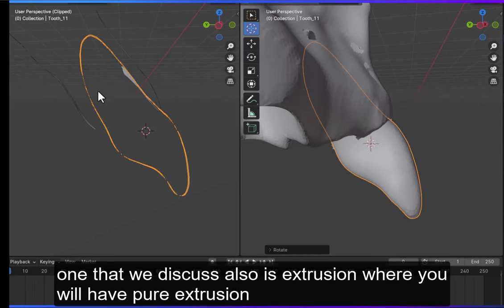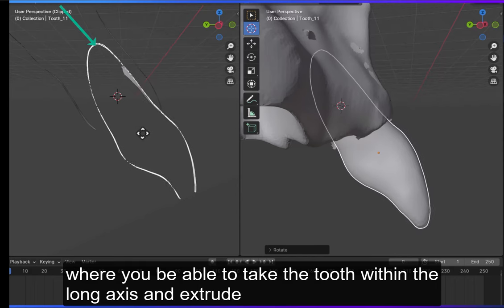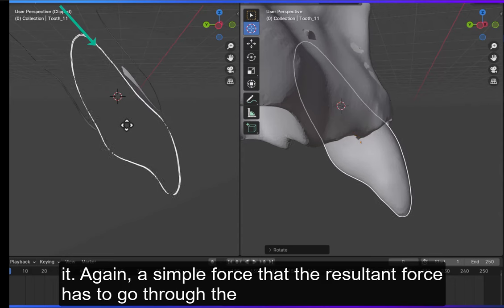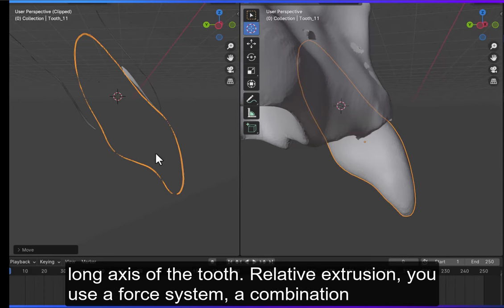The last one that we discuss also is extrusion, where you will have pure extrusion, where you'll be able to take the tooth within this long axis and extrude it. Again, the resultant force has to go through the long axis of the tooth.